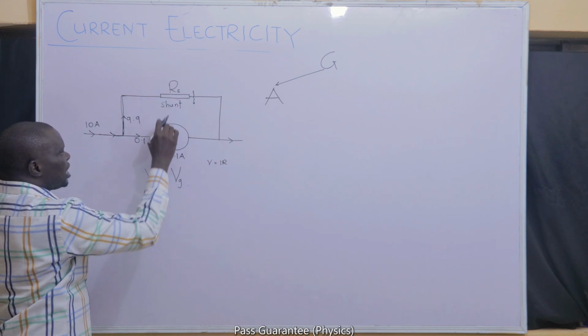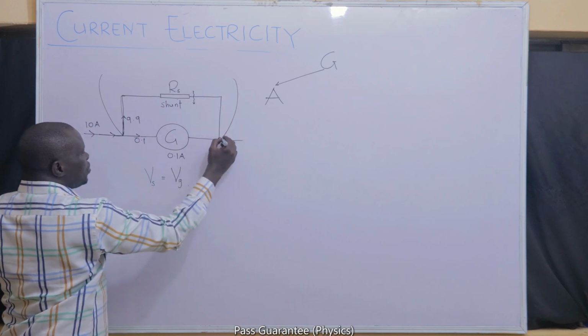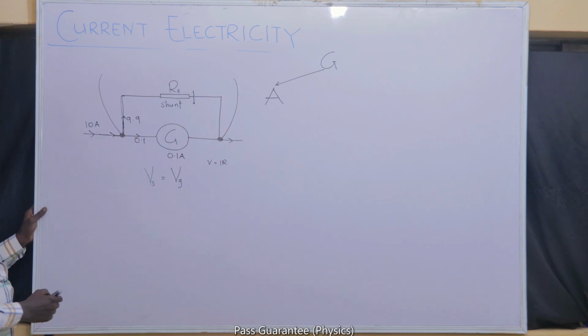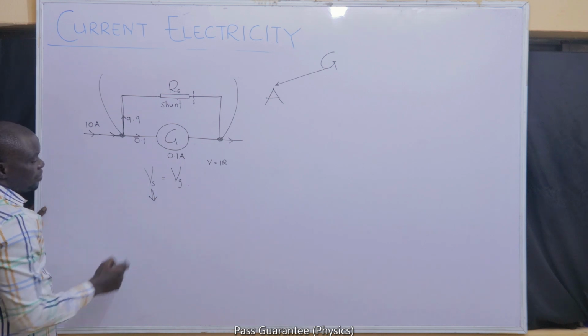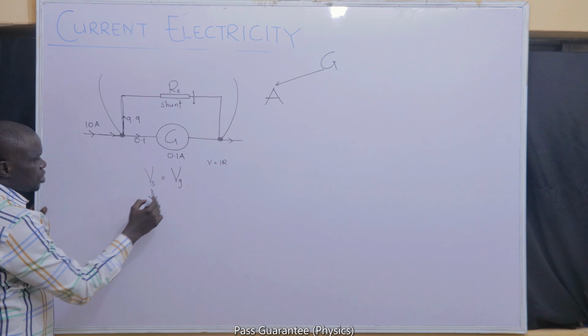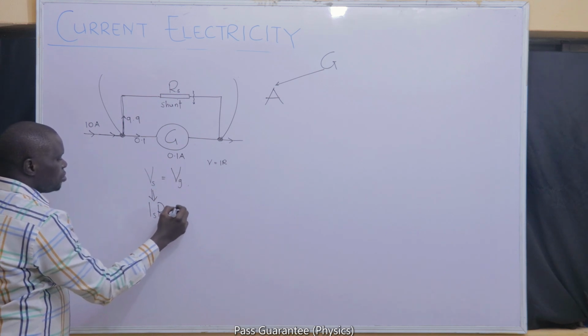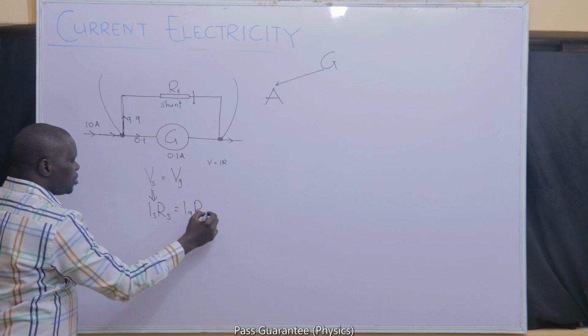Because when components are in parallel, they are connected to the same ends, so the potential difference across them must be equal. It means that the voltage across the shunt, I of the shunt times R of the shunt, must be equal to I of the galvanometer times R of the galvanometer.